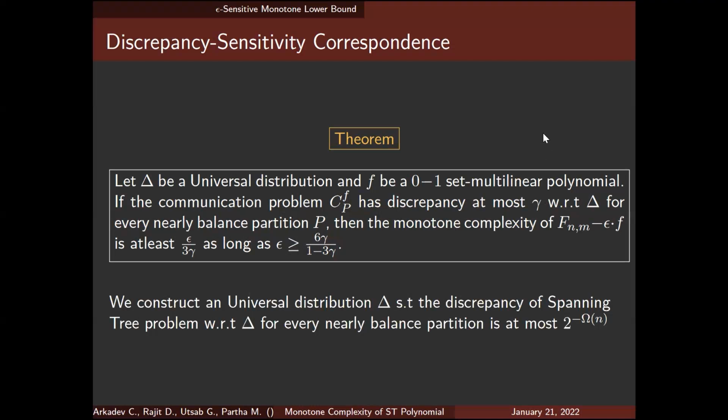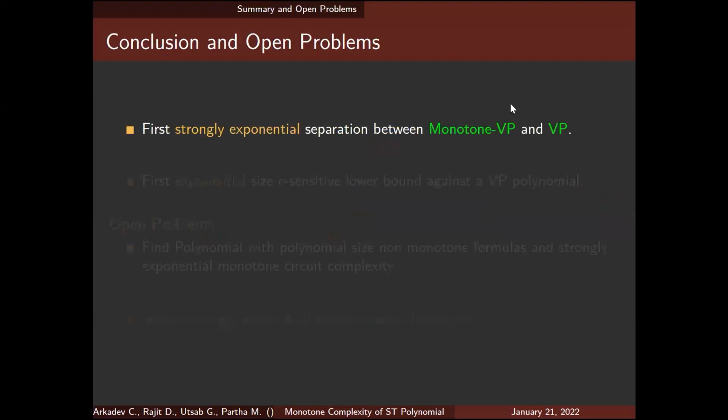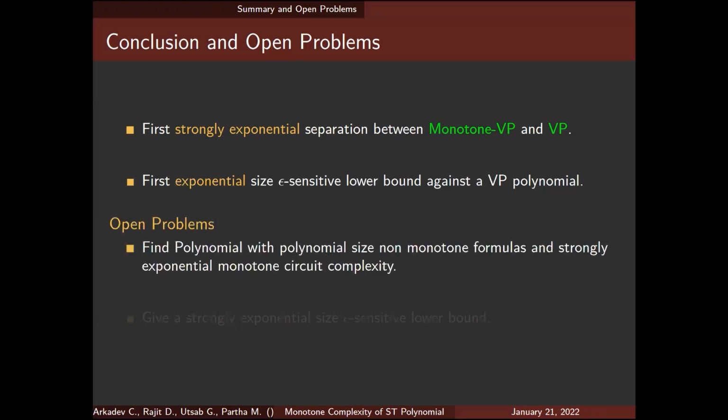Now let me summarize our whole work. We showed the first strongly exponential separation between monotone VP and VP. We gave the first exponential size epsilon-sensitive lower bound against a VP polynomial. Now, some open problems. Find a polynomial with a polynomial size non-monotone formula but with strongly exponential size monotone circuit complexity.